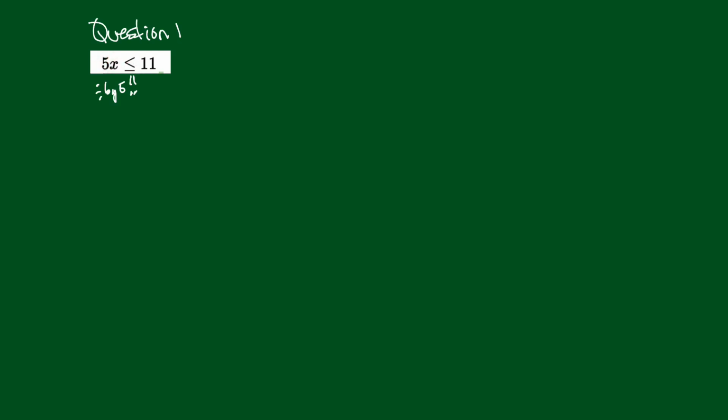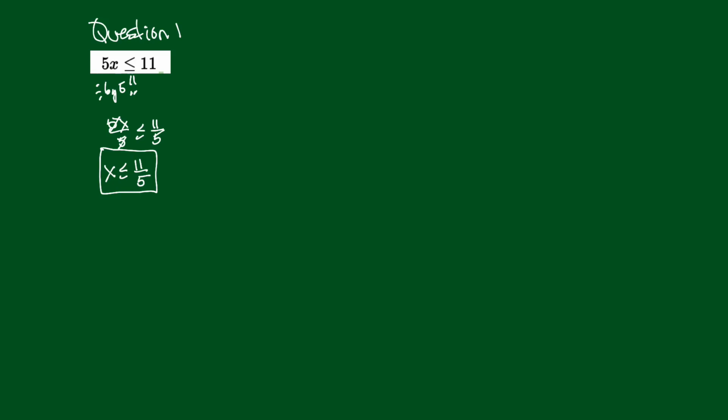So let's go ahead and divide. I'm going to divide by 5. I'll write it up here. I'll get 5x over 5 less than or equal to 11 over 5. 5 will divide into 5 once, so I'll get x is less than or equal to 11/5. Now, that is our answer. I'm going to leave it like this because the question asks us to leave the answer in inequality notation. So this is inequality notation.